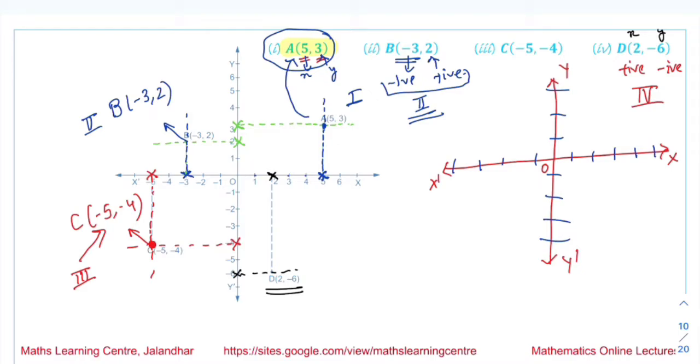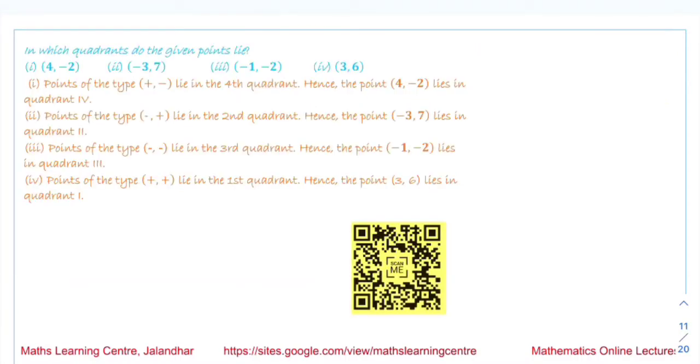Next question: we have to tell in which quadrants the following points lie. First is (4,-2). Suppose I draw it like this: x is positive and y is negative. This is our x-axis, this is our y-axis. x is positive in this direction and y is negative in this direction. So this point lies in this quadrant.